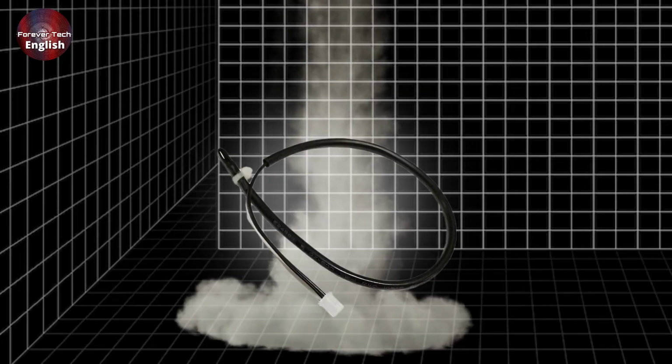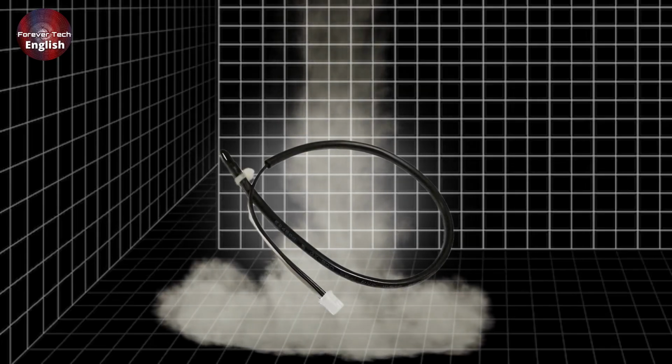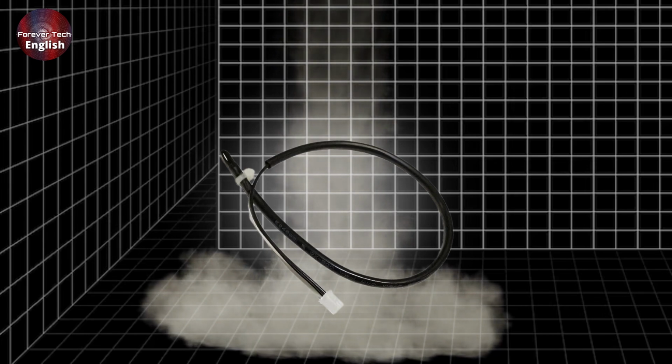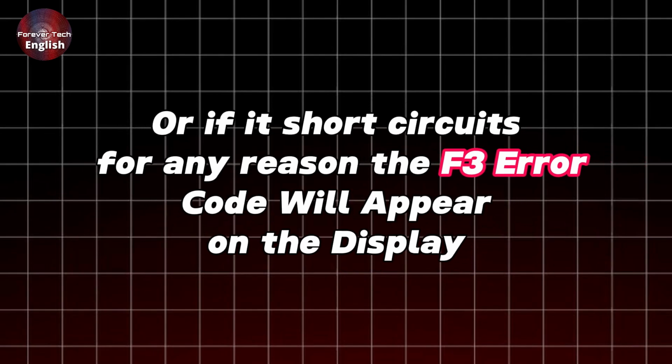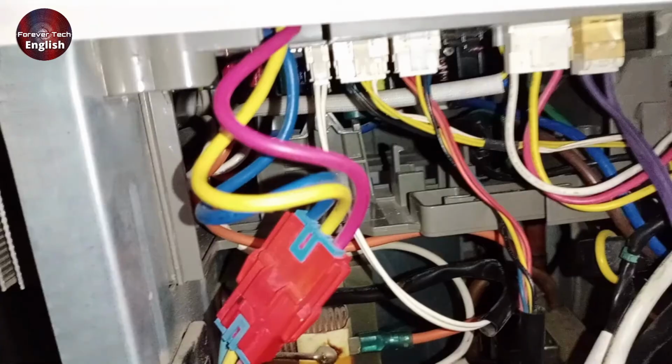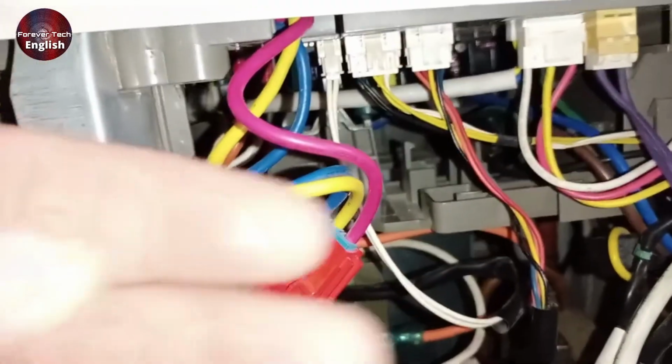Whenever the outdoor ambient temperature sensor or outdoor temperature sensor becomes faulty, or if it short circuits for any reason, the F3 error code will appear on the display and your outdoor unit will stop working while the indoor unit will continue to operate. So now I'll show you where it is installed on the PCB.